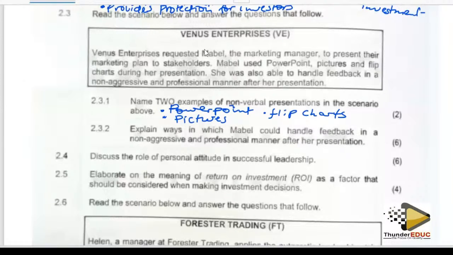Okay, right. So now the question needs you to explain ways in which Mabu could handle feedback in a non-aggressive and professional manner after her presentation. Remember, when you do a presentation, the major aim of presenting is to deliver the content, to pass the message to the audience, not to fight them. That is why you should answer questions in a manner that is not aggressive, always having a positive attitude. Also, okay, right, grade 12, you must make sure that you always address the question, not the person.